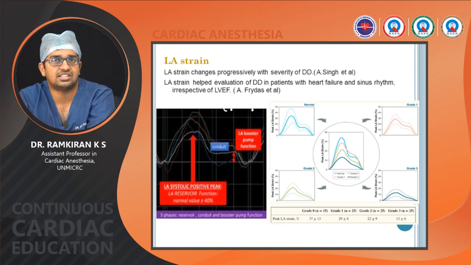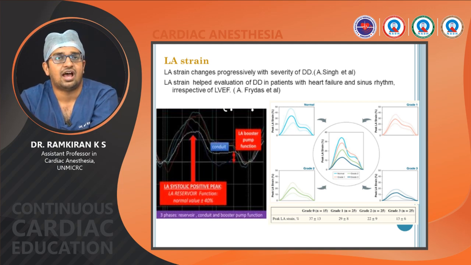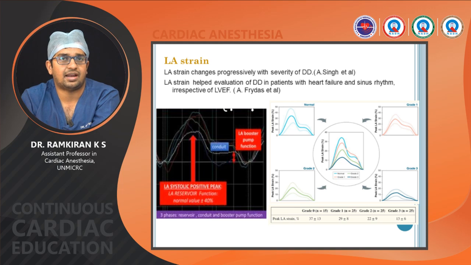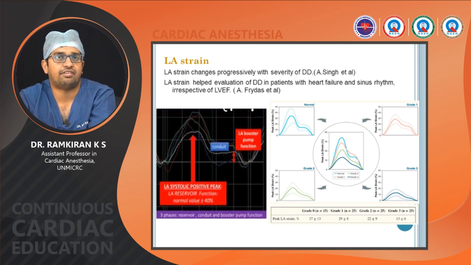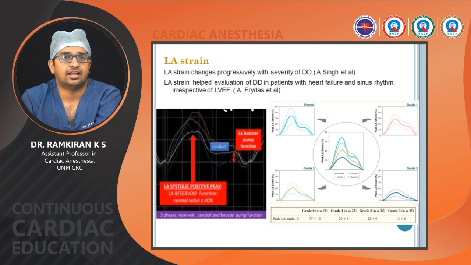It has been observed in a study by Asing et al. that LA strain changes progressively with the severity of diastolic dysfunction, and a study done by Freitas et al. showed that LA strain helped in the evaluation of diastolic dysfunction in patients with heart failure and sinus rhythm, irrespective of left ventricular ejection fraction. So basically, if you see the strain wave pattern, there are 3 phases. First is the reservoir phase, the next is the conduit phase, and next is the booster pump function.